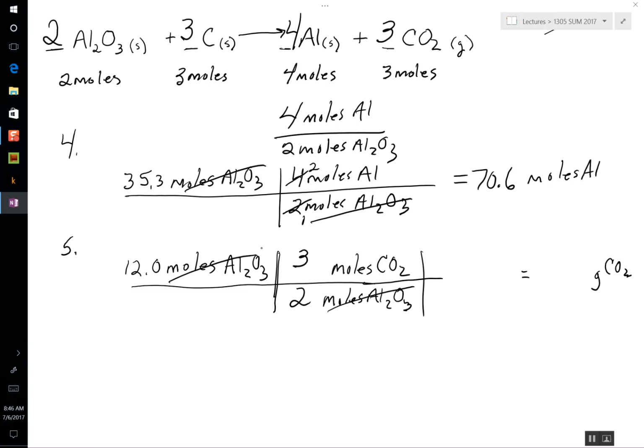Getting this right off the periodic table. So it's 44 point, is that right? Yes, 44.01 grams of CO2 for every mole of CO2. So I'm going to put the mole of CO2 down here, because that's what I want to cross out. And I'm going to put the grams of CO2 up here. And notice, the only unit left here is the unit I want in my answer.